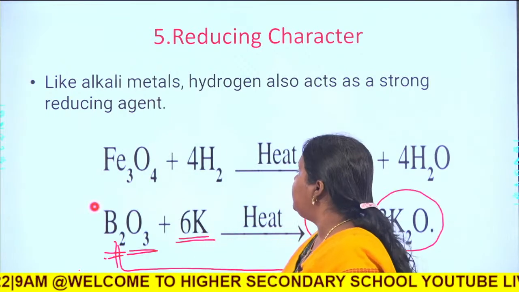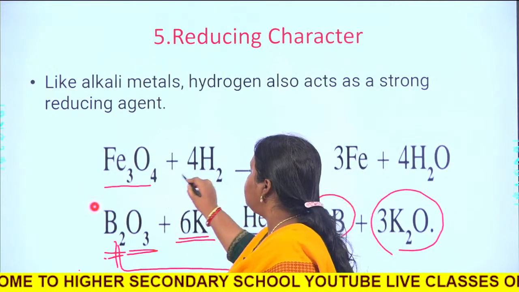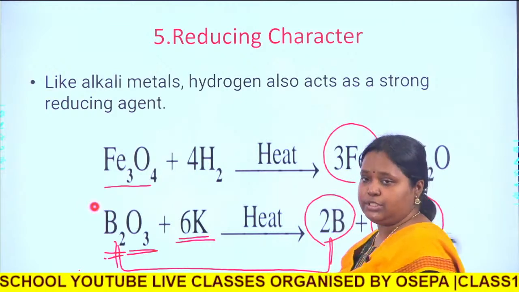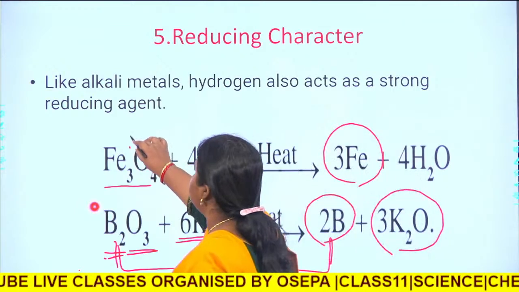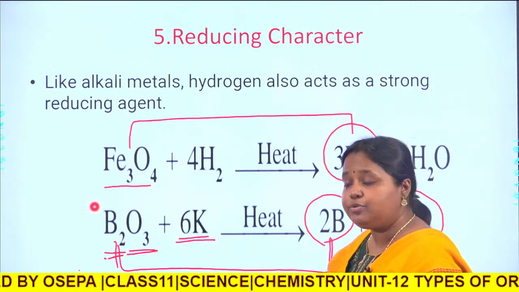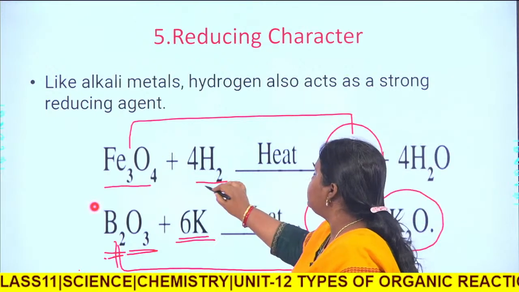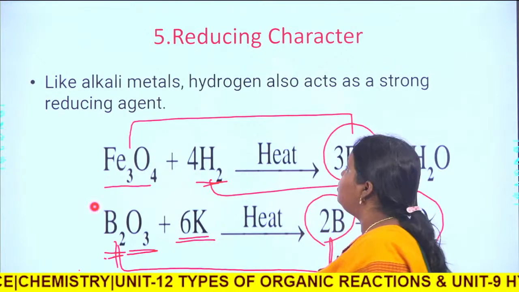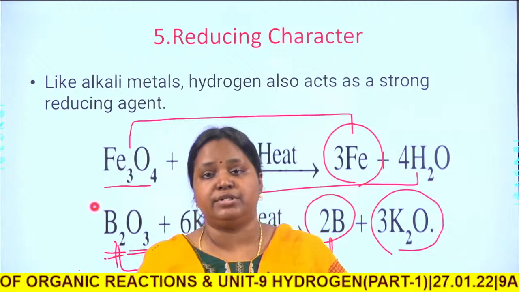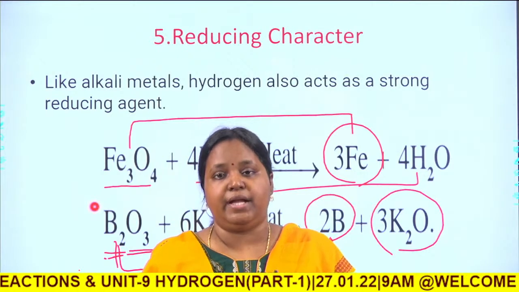For example, iron oxide reacts with hydrogen and gives iron metal. Iron has lost its oxygen and forms iron metal. So iron is getting reduced and hydrogen itself is getting oxidized. So these are some similarities between hydrogen and alkali metals.